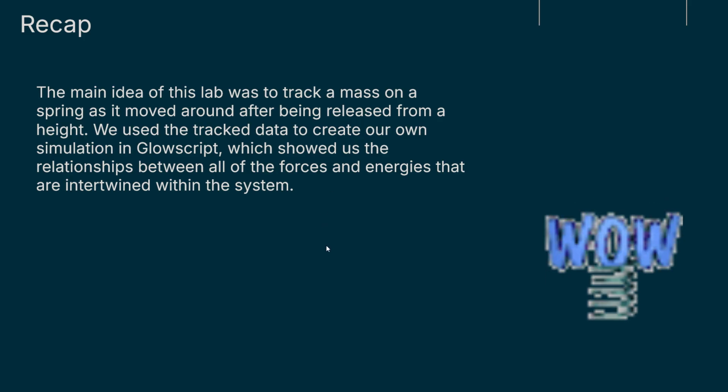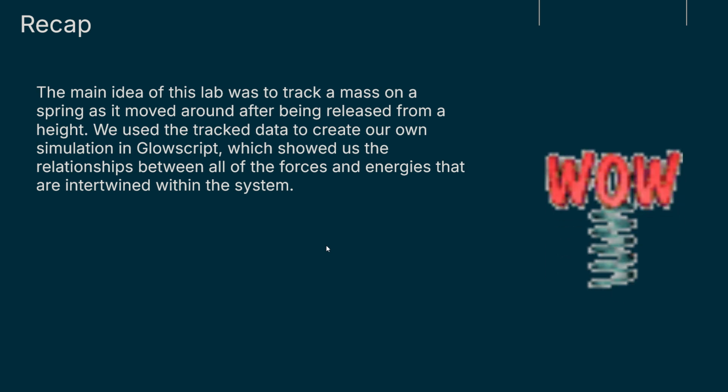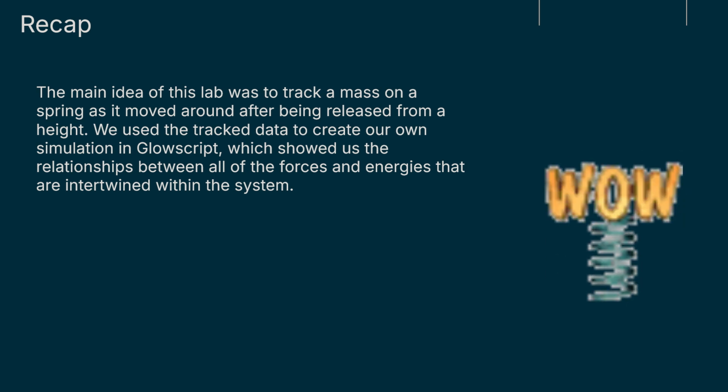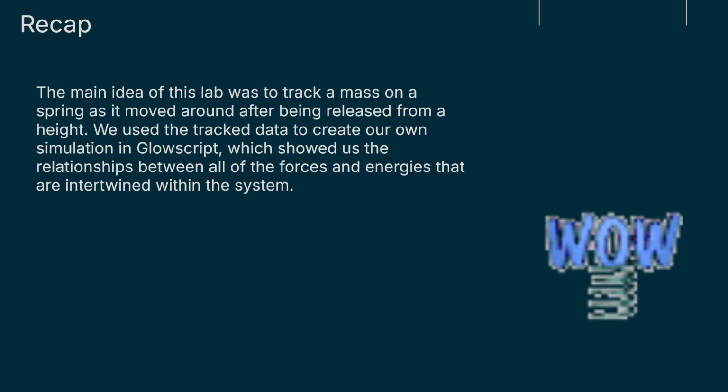And here's a recap. The main idea of this lab was to track a mass on a spring as it moved around after being released from a certain height. We used that track data to create our own simulation in GlowScript, which showed us the relationships between all the forces and energies that are intertwined within the system.